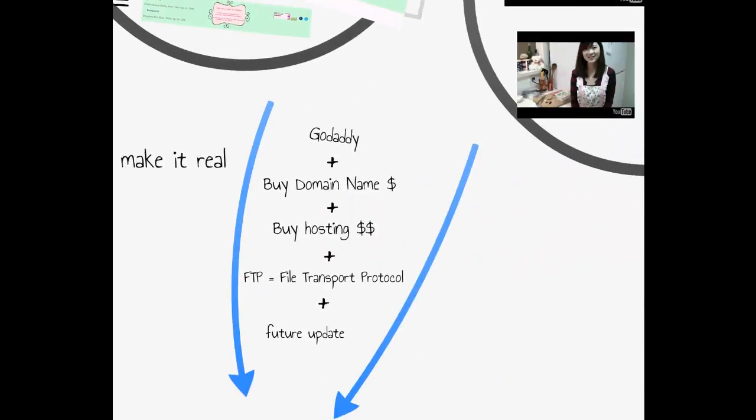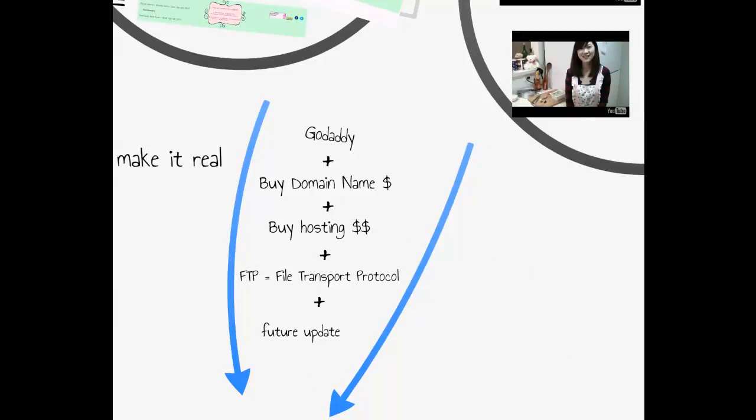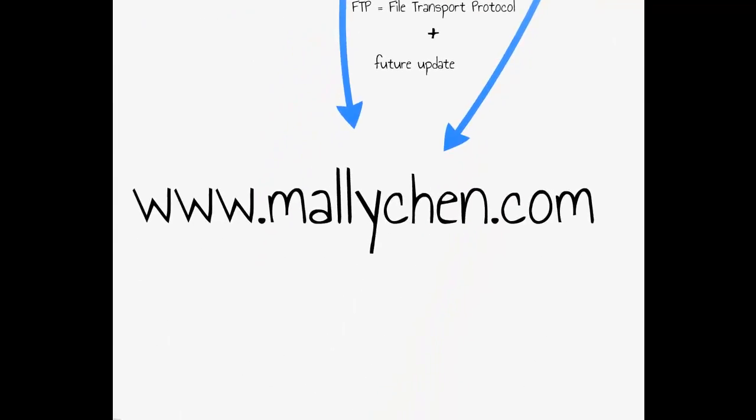Then the most exciting part comes. I want to make it real. I went to GoDaddy. Of course, you can go somewhere else. I spent $15 to purchase the domain name and $50 on renting a hosting for 1 year. Then follow the instructions on GoDaddy to upload your file onto the server. Then, MalloryChen.com comes true.